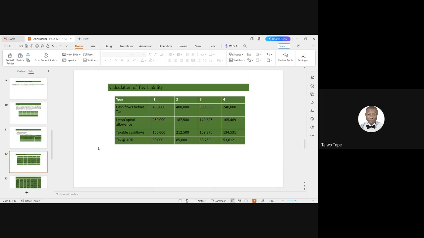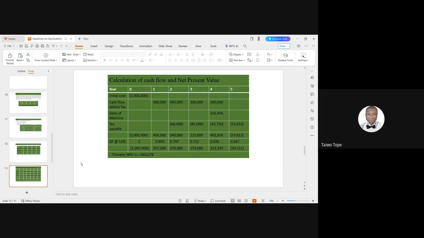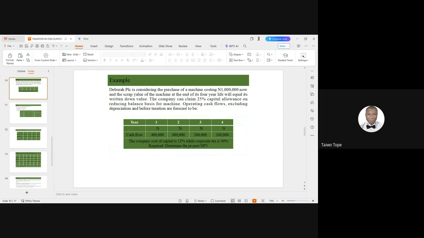So these are your tax values for the respective years. Now, having determined your cash value, you can now compute and determine your net present values. From the question, the initial cost of the capital of the machine is what?